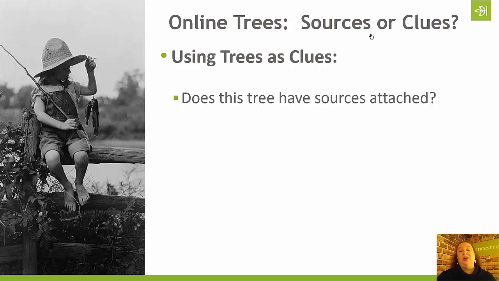And so you may come across a tree that has no sources. That's okay, don't totally discount it. You may come across trees that only have other Ancestry trees as a source. Good, click through and view what other trees they copied their information from. Or you may find trees that have source citations attached for very specific record sets.